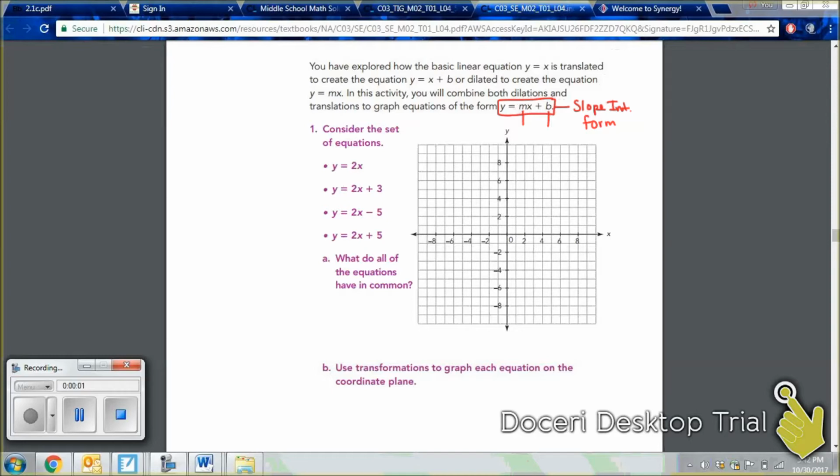Okay, so we're going to partner share here for a second. Partner 1s, you're going to tell your partner what M represents. So partner 1s are doing M. Partner 2, you're going to tell your partner what B represents. Okay, ready, go.